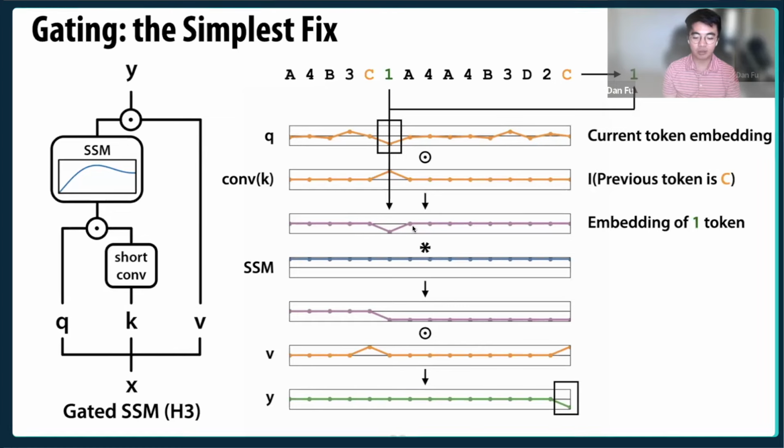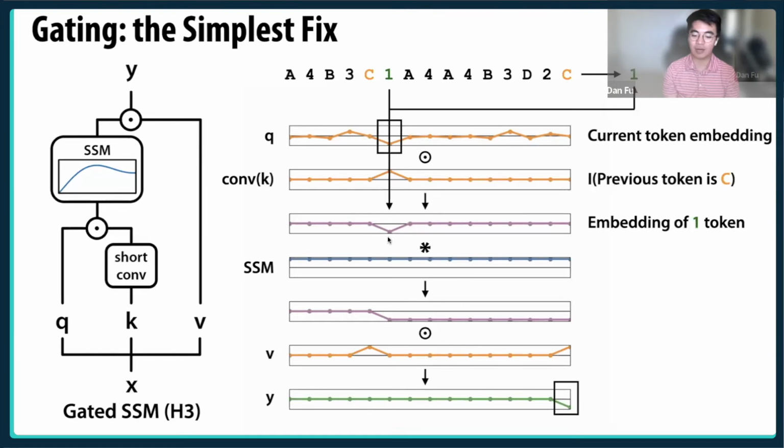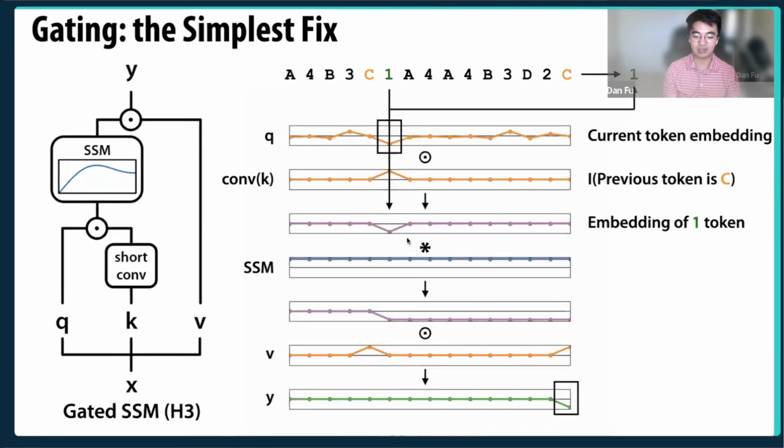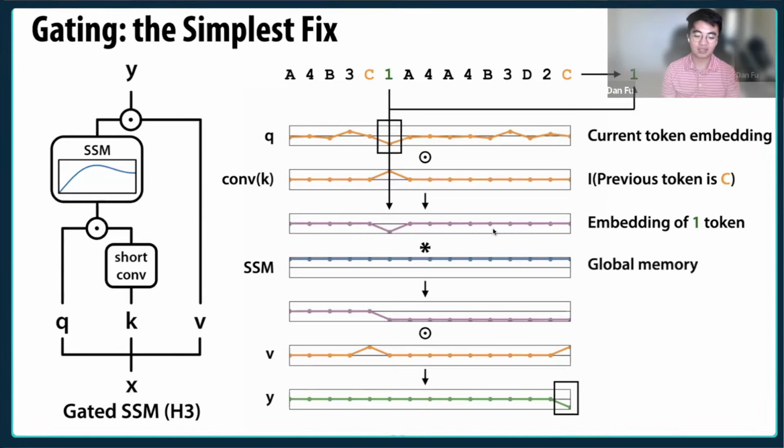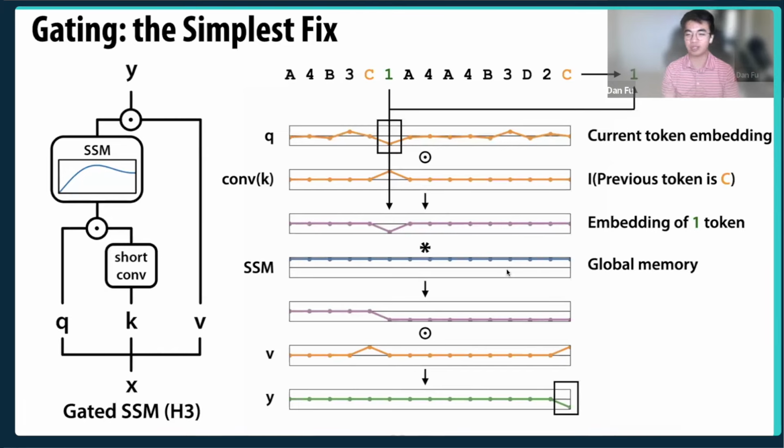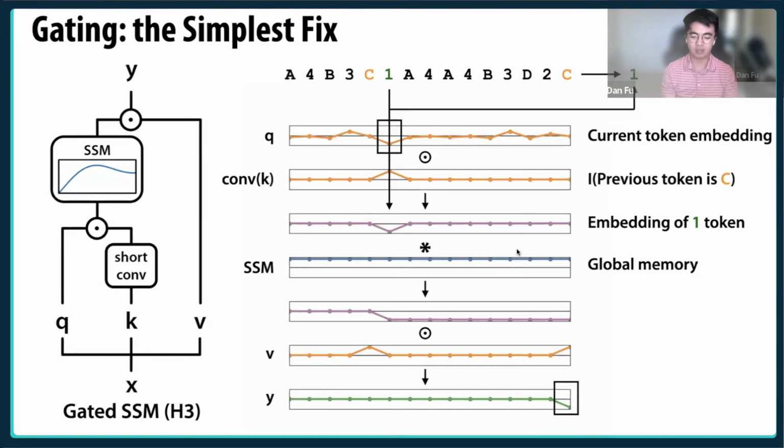And what we've managed to do here is extract the embedding of that one token. So now we have this third curve that just has this one negative spike here corresponding to the embedding of one token. For the SSM weights, we're going to do an even simpler filter than we had before. We're just going to have a really simple filter that's going to be a global memory store, a convolution filter of all ones.